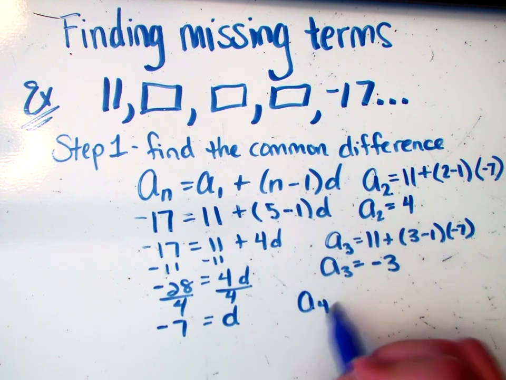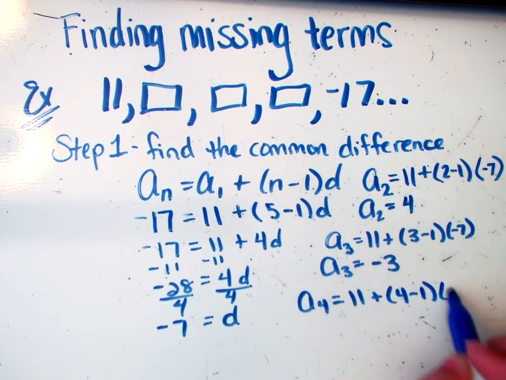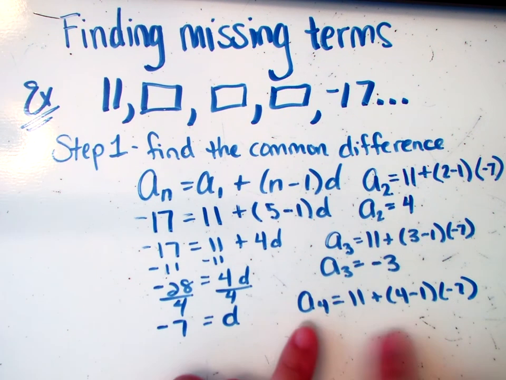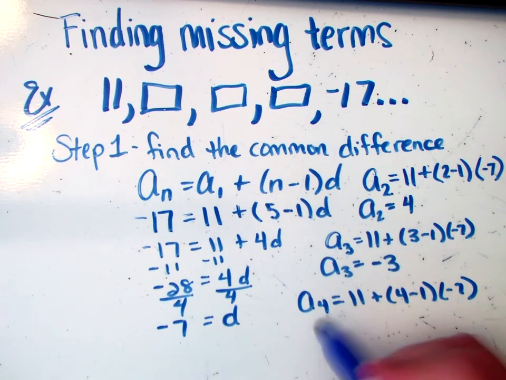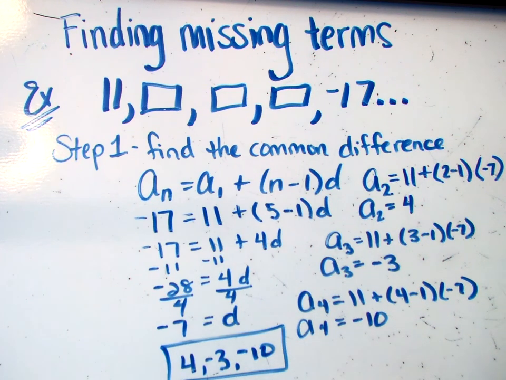A sub 4, same thing. What I want you guys to know is whatever number goes here, the term number goes here. I'm looking for a sub 4, a 4 goes here. So a sub 4 is going to equal negative 10. So the missing terms are 4, negative 3, negative 10. That would be my answer.